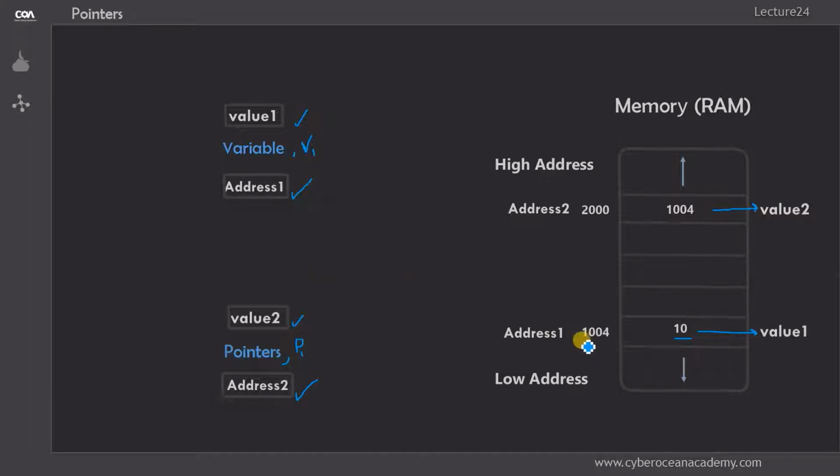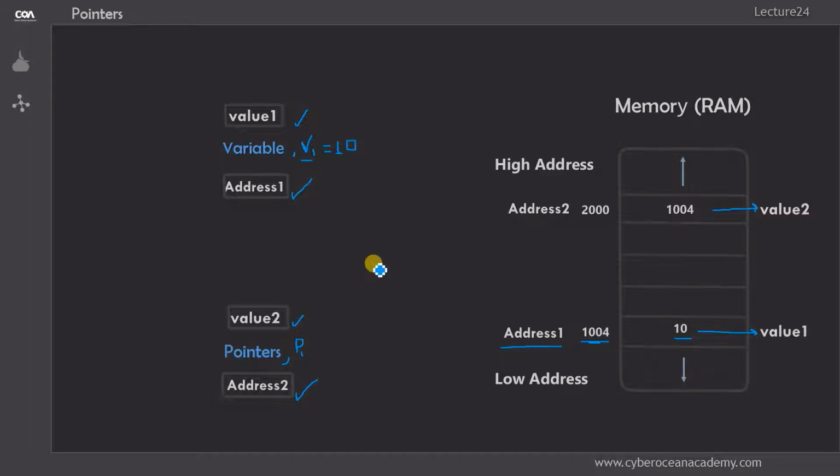And here I assume this 1004 is the address of variable v1. So address 1 is 1004. Computer addresses are represented inside the memory in binary form, but to understand, we assume it as a decimal form. This is not the exact address of this variable, we assume it as 1004, and the data inside this variable v1, that is value 1, is 10. So we have v1 is equal to 10, a variable v1 whose value is 10.